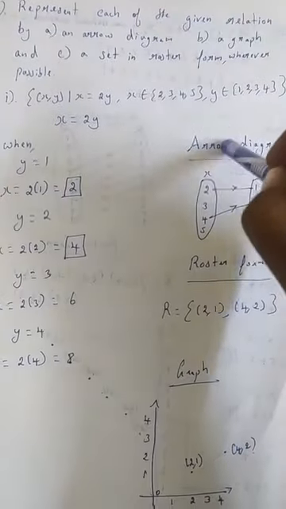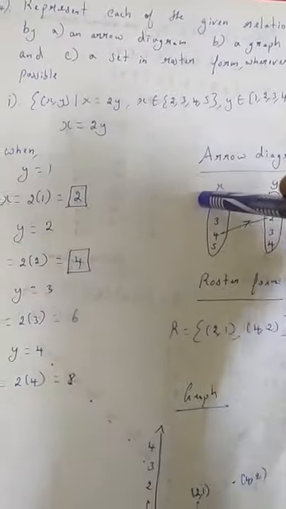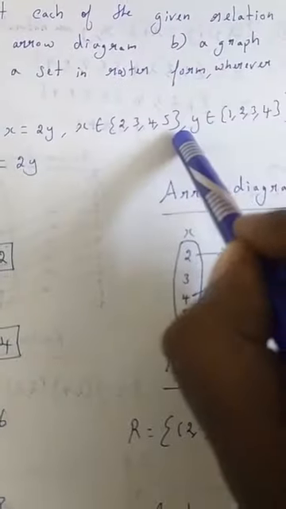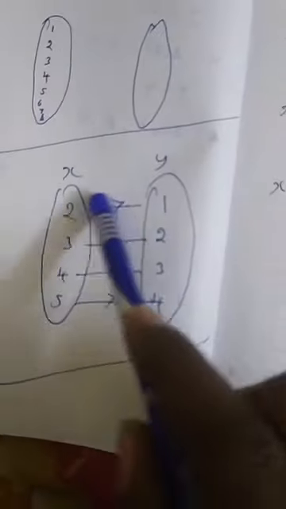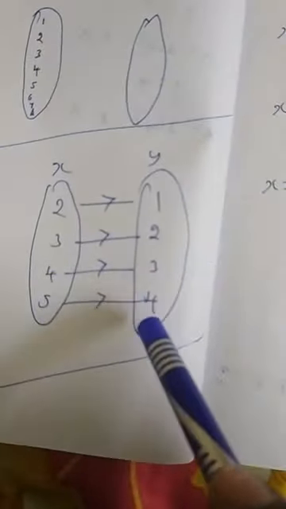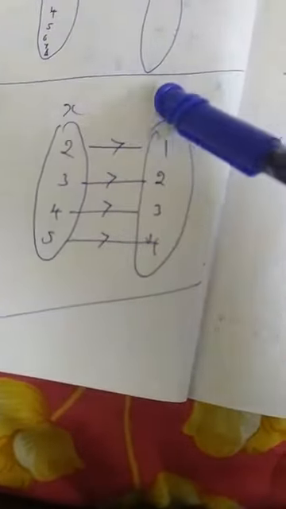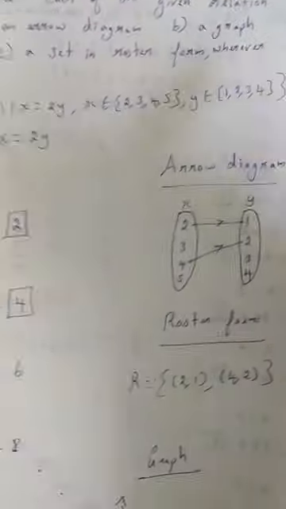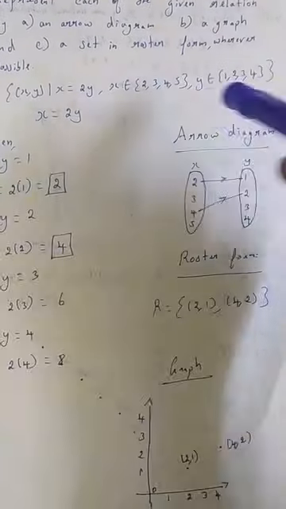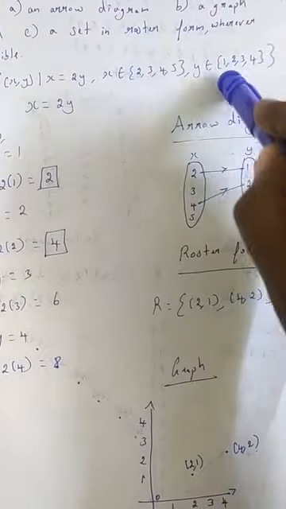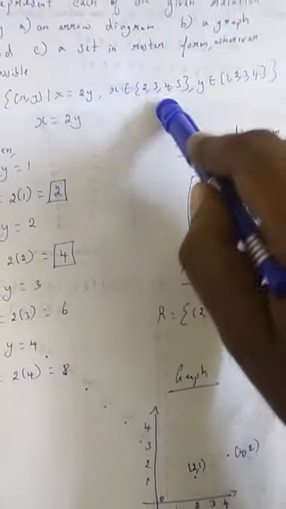First one is arrow diagram. Someone may do like this. That is, value of x is 2, 3, 4, 5. Value of y is 1, 2, 3, 4. Connect 2 and 1, connect 3 and 2, connect 4 and 3, connect 5 and 4. That's all about arrow diagram. Someone may do like this, but it is totally wrong. So we can't do like this, because we don't know exactly which elements are related here, right?